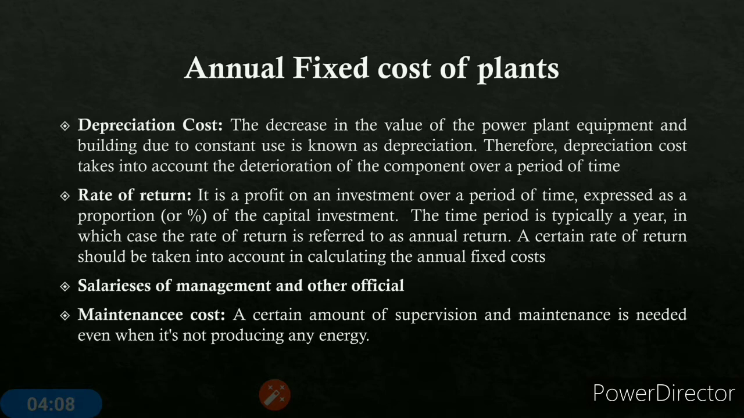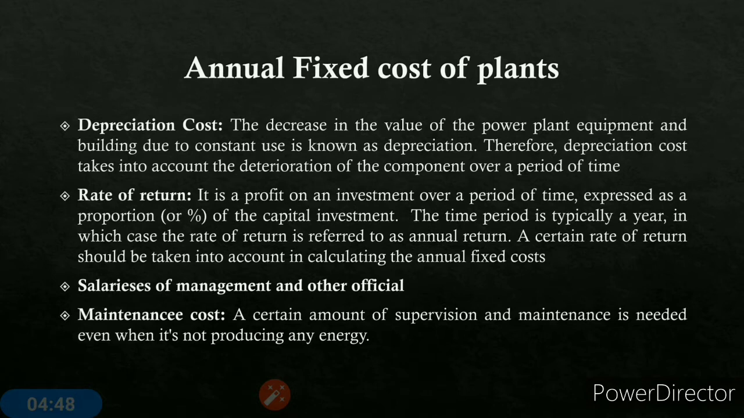Now the next term is the rate of return. Rate of return is nothing but the profit on the investment over a period of time. If it is a private limited company and it has floated shares or bonds, it must pay a good dividend so that the value of the shares may be high and the undertaking may be successful. The time of return is typically a year, in which case the rate of return is referred to as annual return.